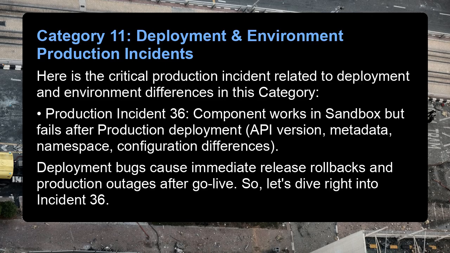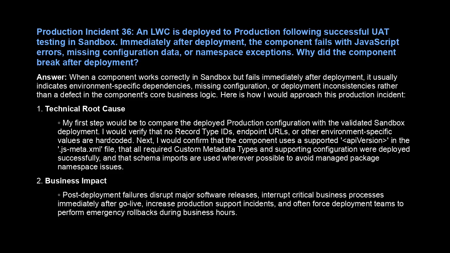Deployment bugs cause immediate release rollbacks and production outages after go live. So, let's dive right into Incident 36. Production Incident 36. An LWC is deployed to production following successful UAT testing in Sandbox. Immediately after deployment, the component fails with JavaScript errors, missing configuration data, or namespace exceptions. Why did the component break after deployment?